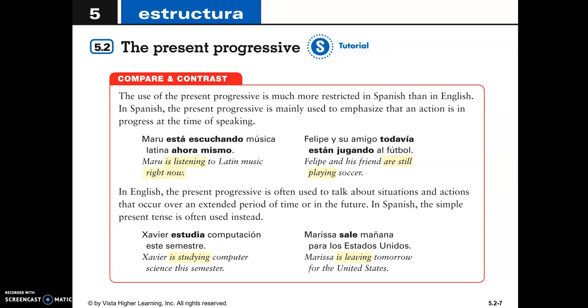So for instance, I could say, yo estoy hablando, right? I'm talking. That's something that I'm doing in this current moment. Yo estoy enseñando el presente progresivo. So I'm teaching the present progressive. That is something that is happening right now in this moment. I'm not going to say, yo estoy bailando esta noche. No, that's something that's happening tonight. That I'm going to dance tonight. I'm not dancing right now, I'm teaching. So we have to, in Spanish, use the present progressive to talk about the things that are happening right now in this moment.